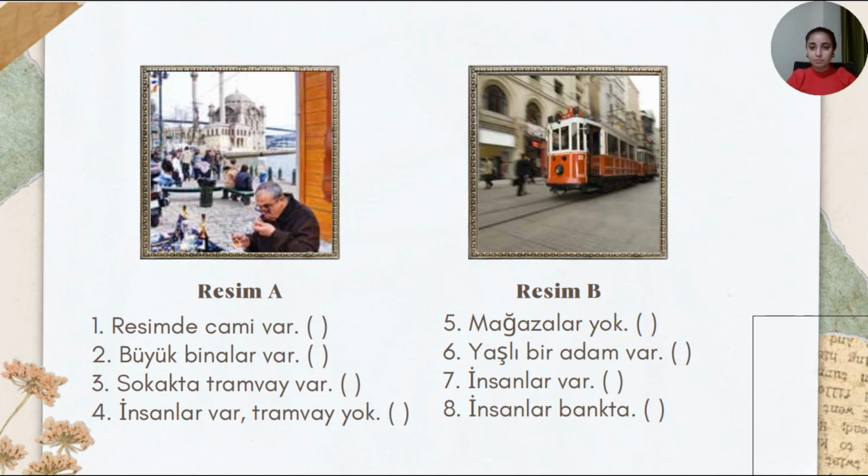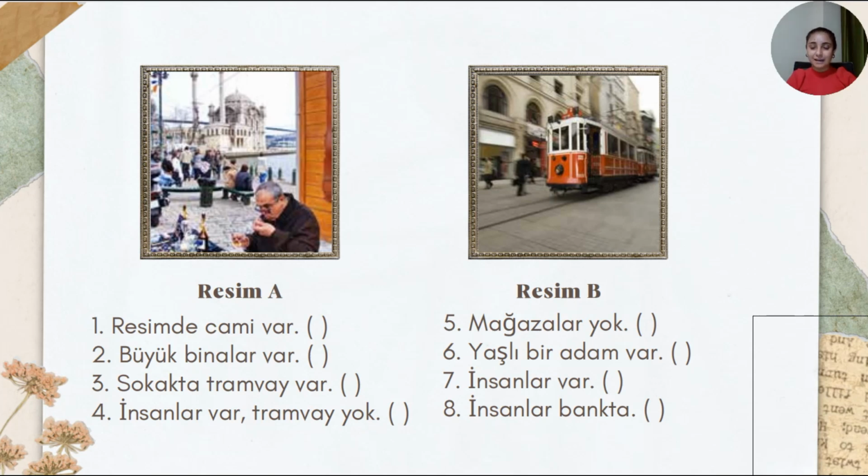Mağazalar yok. Mağaza was shop, store. There aren't any stores. Resim A. Yaşlı bir adam var. Yaşlı is an adjective which is old. Adam is man. There is an old man. Resim A. İnsanlar var. There are people. Both. Let's say resim A ve resim B, because the answer is both.